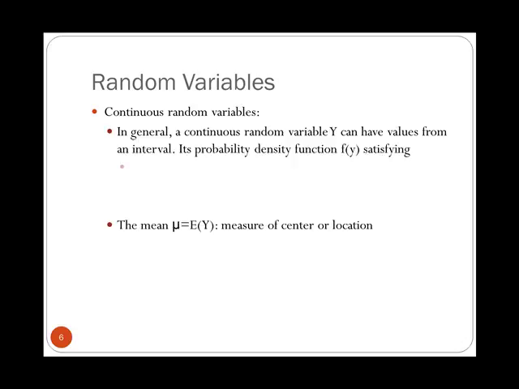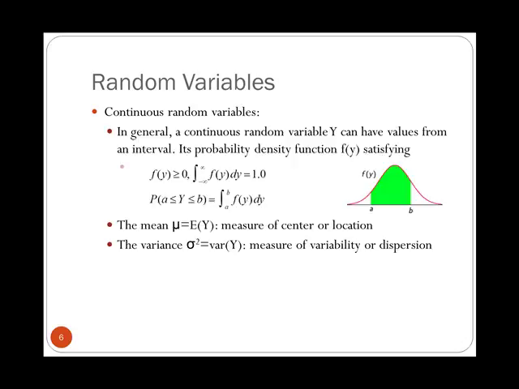Continuous random variables. In general, a continuous random variable Y can have values from an interval, and its probability function is called the probability density function. Usually we use integration to calculate a probability related to a continuous random variable.